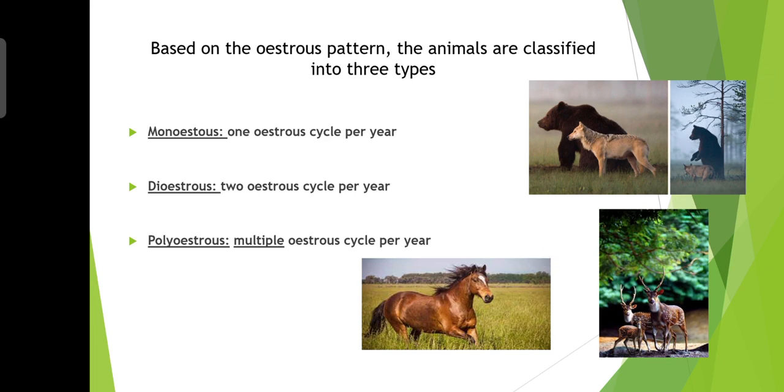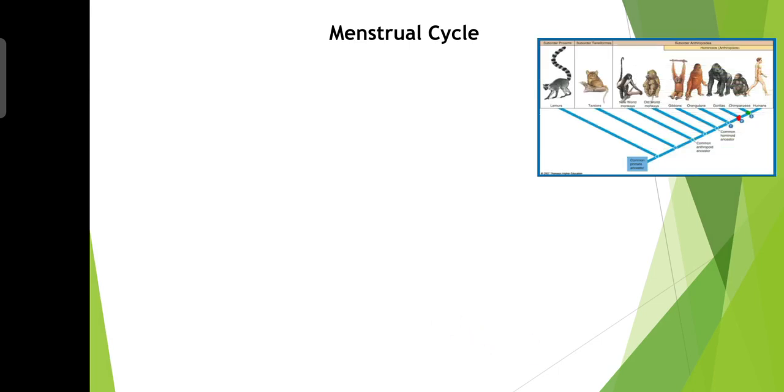Okay, so now we will study the next concept about the menstrual cycle. As I told earlier, the menstrual cycle was noticed in primates, among sexually matured female primates. For example, humans, apes, and monkeys. In the menstrual cycle, it is noticed throughout the year with one ovulation in a month.